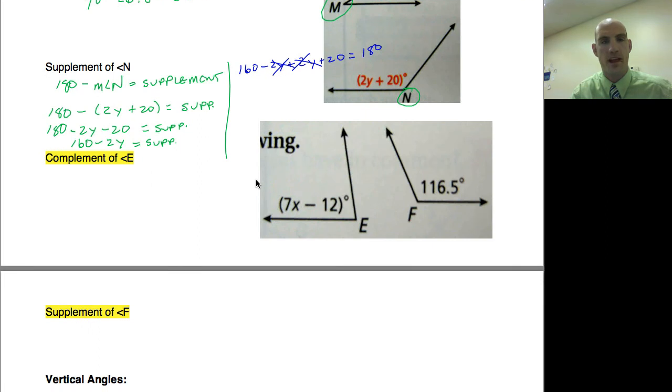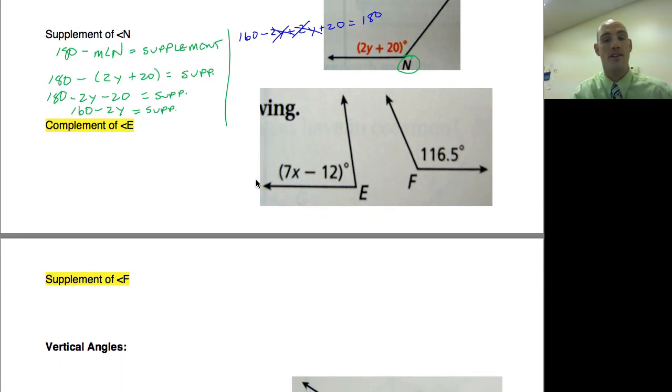I want you to try this one. It's going to look exactly like that one we just did. Find the complement of E and the supplement of F.